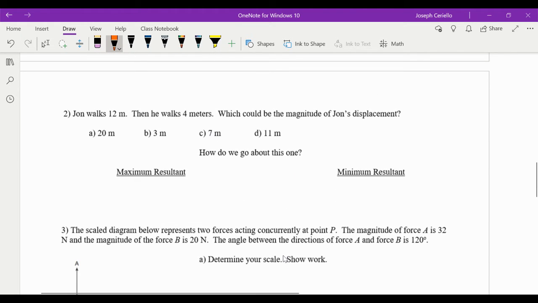All right, so for this next one, it says John walks 12 meters. I want to emphasize that John walks 12 meters in a straight line. And then he walks 4 meters in a straight line. I should have mentioned that. Is it the same straight line? Well, no, it could be any direction, but whichever direction he picks, he's walking straight.